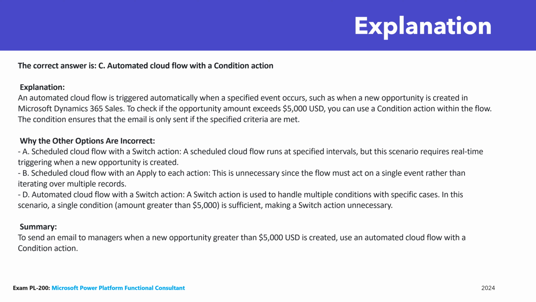Why the other options are incorrect. A. Scheduled cloud flow with a switch action. A scheduled cloud flow runs at specified intervals, but this scenario requires real-time triggering when a new opportunity is created. B. Scheduled cloud flow with an apply to each action. This is unnecessary since the flow must act on a single event rather than iterating over multiple records. D. Automated cloud flow with a switch action. A switch action is used to handle multiple conditions with specific cases. In this scenario, a single condition, amount greater than $5,000, is sufficient, making a switch action unnecessary.